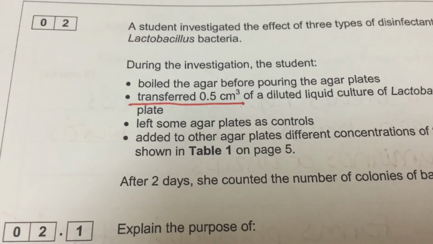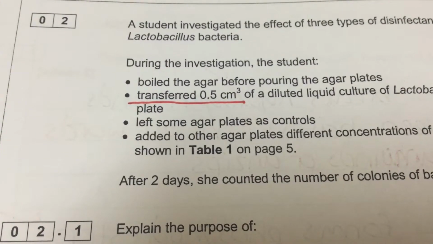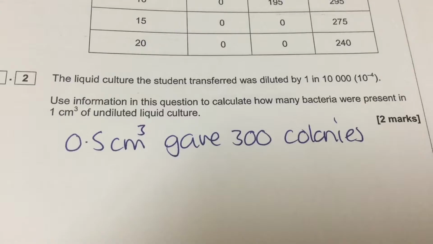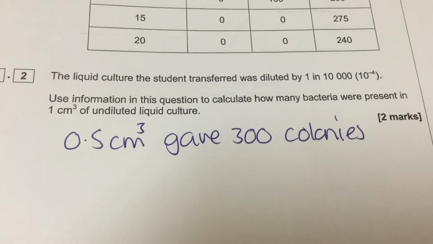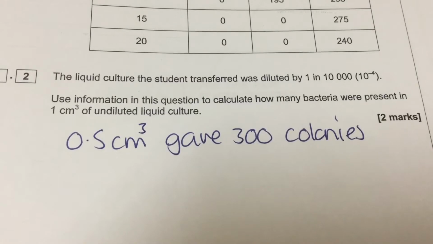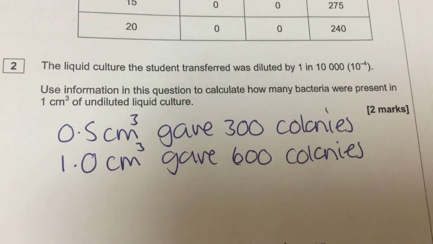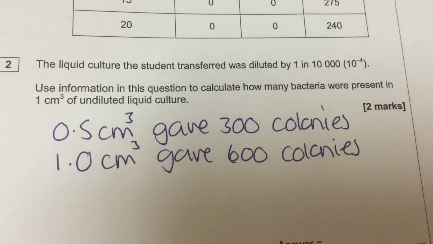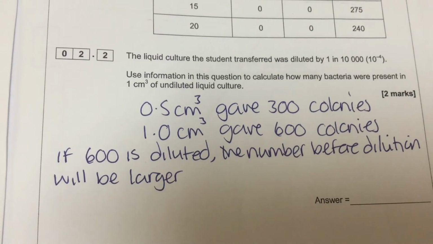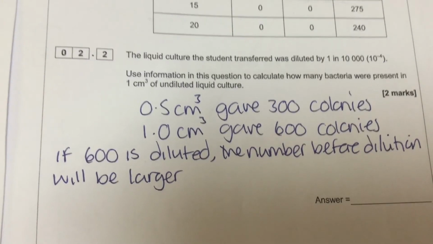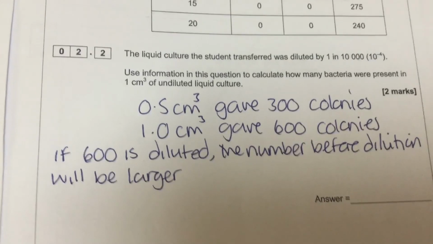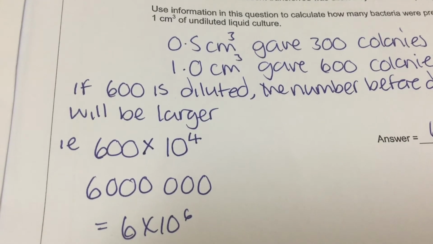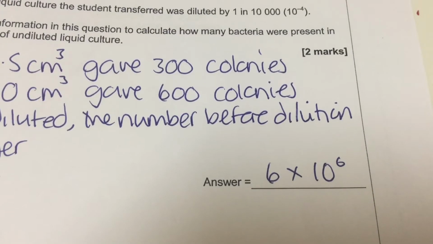Also, the key to the question, and this is why I tell you to go to the question and to scribble on the main points as you read through it, it tells us that during the investigation, the student transferred 0.5 cubic centimetres. So if 0.5 cubic centimetres was 300 colonies, then 1 cubic centimetre must have been 600 colonies. With that information then, all I need to do is times it by 10 to the 4, because I'm taking my dilution the other way, before dilution, if you like. So therefore, my answer, if I multiply them out, is 6 times 10 to the 6. And I write my answer in the expected standard form.